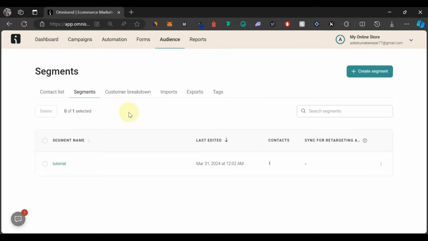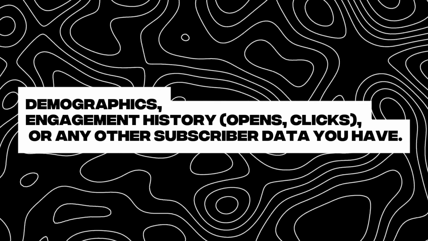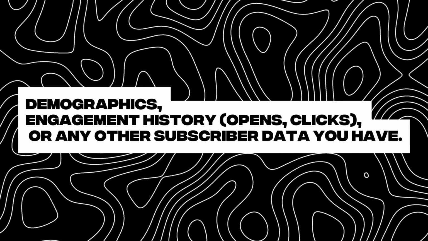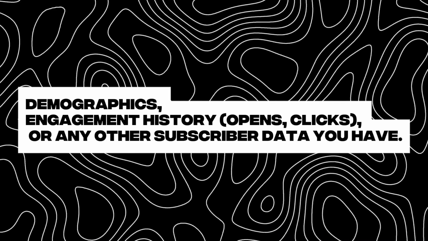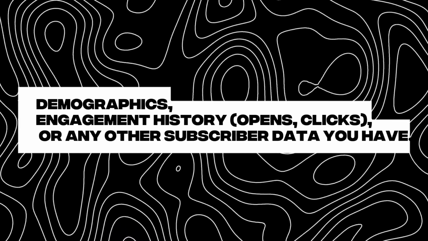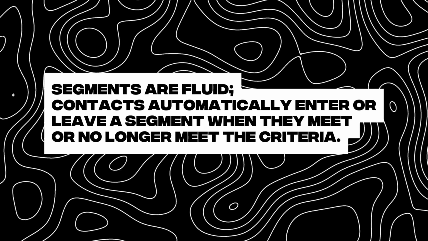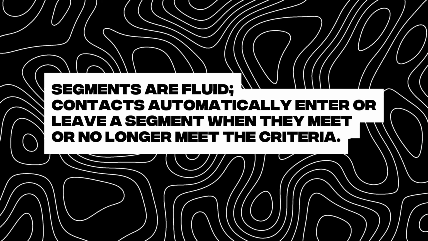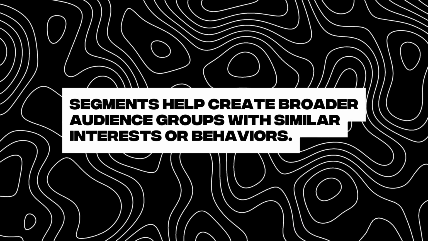You can add those two criteria together, and you can even add more things like demographics, engagement history, for example, the way they open your emails, the way they click through the links in your emails, and so on and so forth, or any other subscriber data that you might have. Segments are fluid. Contacts automatically enter or leave a segment when they meet or no longer meet the criteria. Segments also help you create a broader audience group with similar interests or behavior.